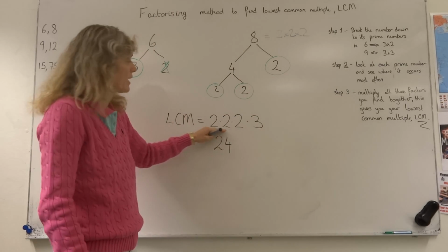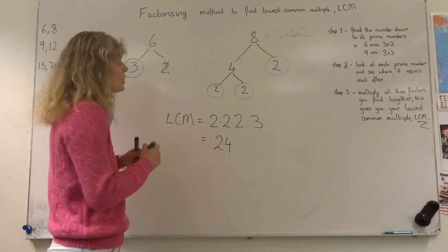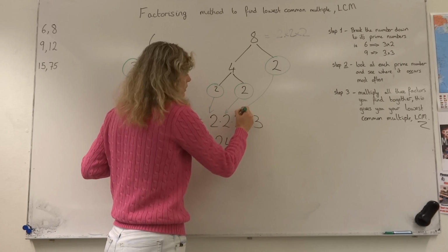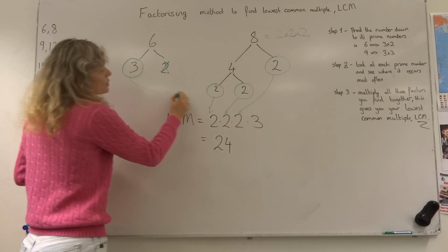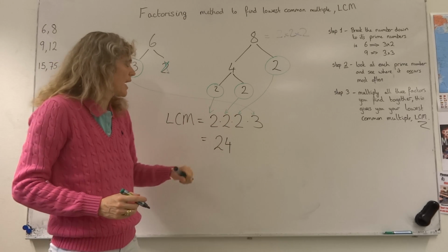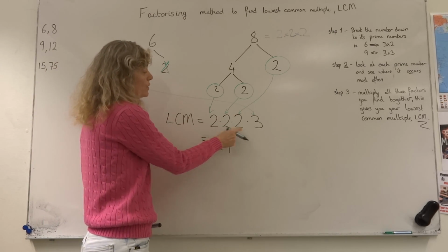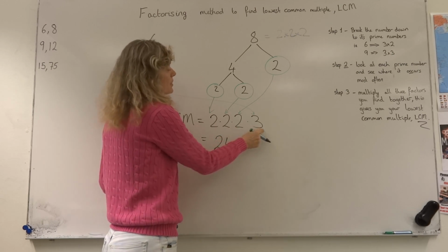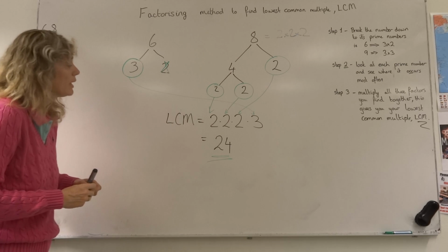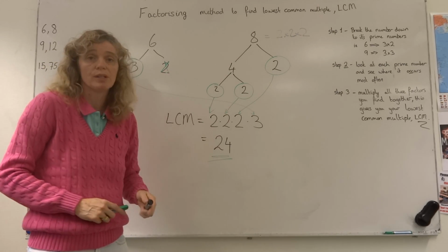These are now our factors that we're going to be using to find the lowest common multiple. So each of these factors is moved over to our multiplication term here. Once we've written all the factors down, we multiply them together. 2 times 2 is 4, 4 times 2 is 8, 8 times 3 is 24. So our lowest common multiple of 6 and 8 is the number 24.